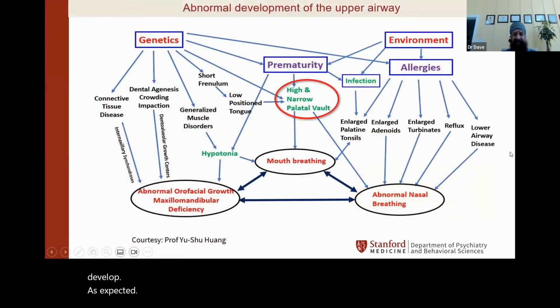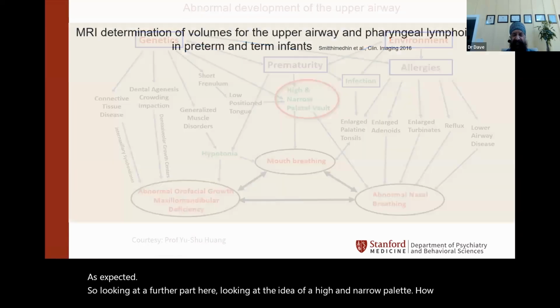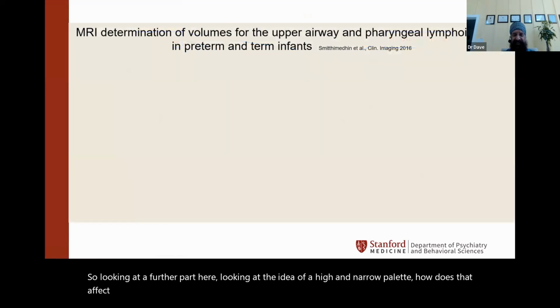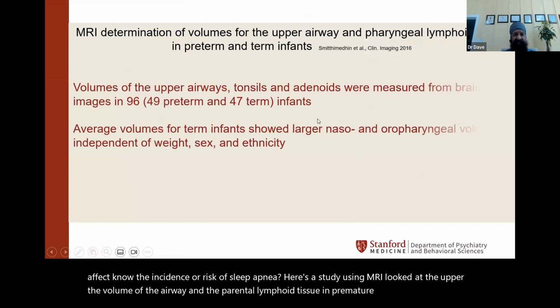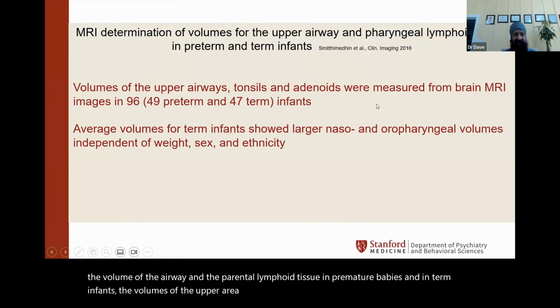So looking at a further part here, looking at the idea of a high and narrow palate, how does that affect the incidence or risk of sleep apnea? Here's a study using MRI. It looked at the volume of the upper airway and the pharyngeal lymphoid tissue in premature babies and in term infants. The volumes of the upper airway, tonsils, and adenoids were measured.